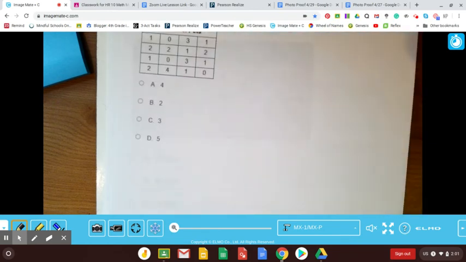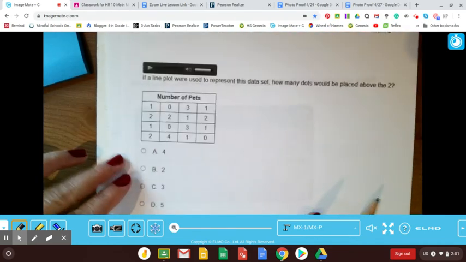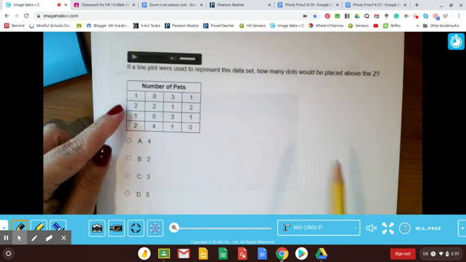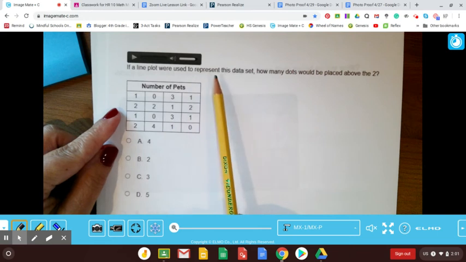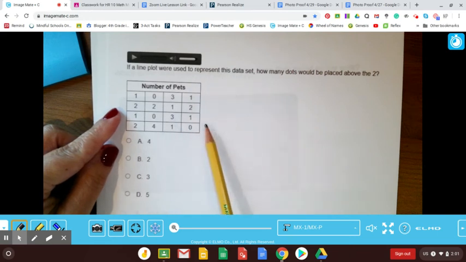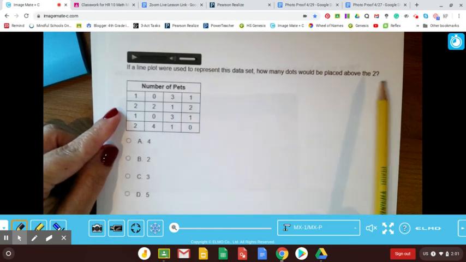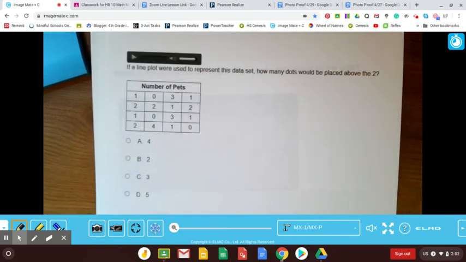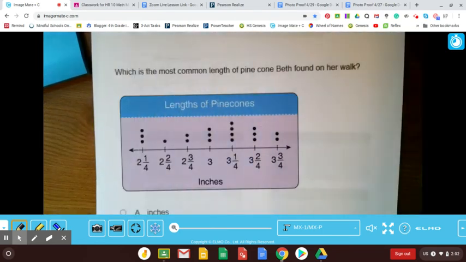All right, let's take a look at item number 2 on the test. So number 2 is a pretty straightforward question. It shouldn't take you too much time. It says, if a line plot were used to represent this data set, how many dots would be placed above the 2? So you're simply counting the amount of times that the 2 appears in the data set and then selecting that choice. I'm not going to give away every answer.